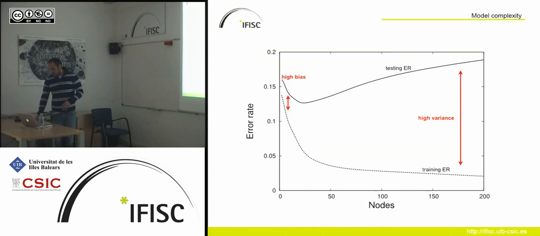In the middle, there is a trade-off between these two programs. That is when we find the minimum of the testing error. We find it at 25 nodes. This is what we consider the optimal in order to use the system, and from now on, I'm going to use 25 nodes in the reservoir.